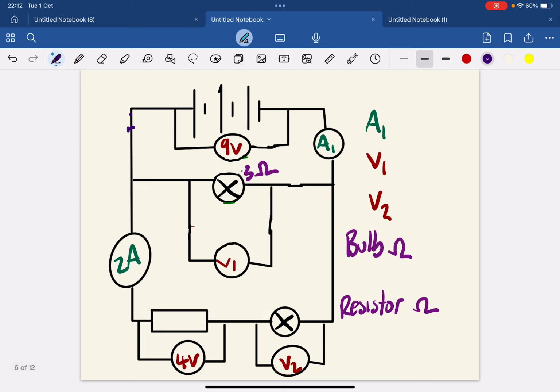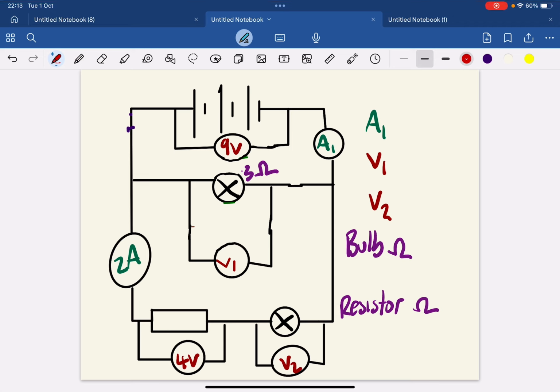Our next circuit, again, pause it, have a go, see if you can work out what to do. So this is a parallel circuit. With our parallel circuit, we've got to know a couple of things here. So what do we know here? Well, we know our total potential difference here is 9 volts.